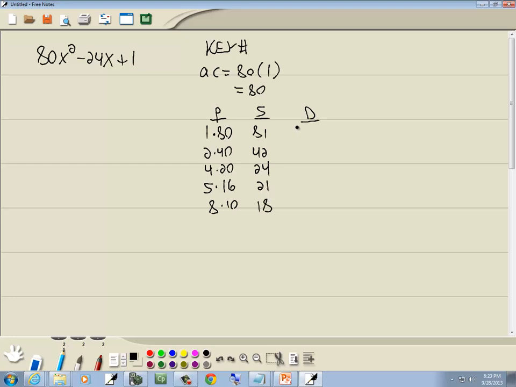In the difference column, we'll subtract smaller from larger. 80 minus 1 is 79. 40 minus 2 is 38. 20 minus 4 is 16. 16 minus 5 is 11. 10 minus 8 is 2.